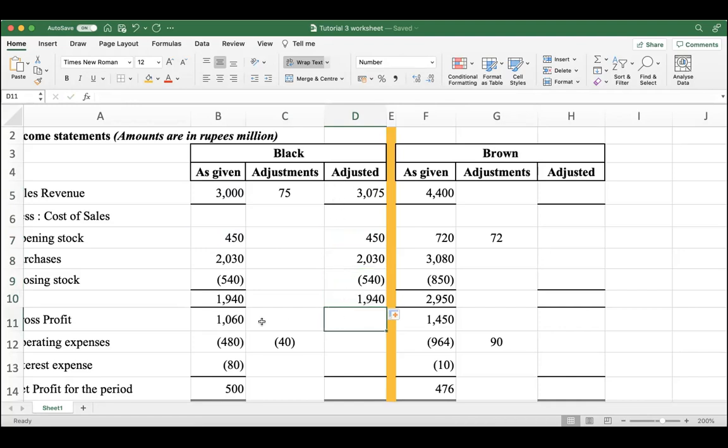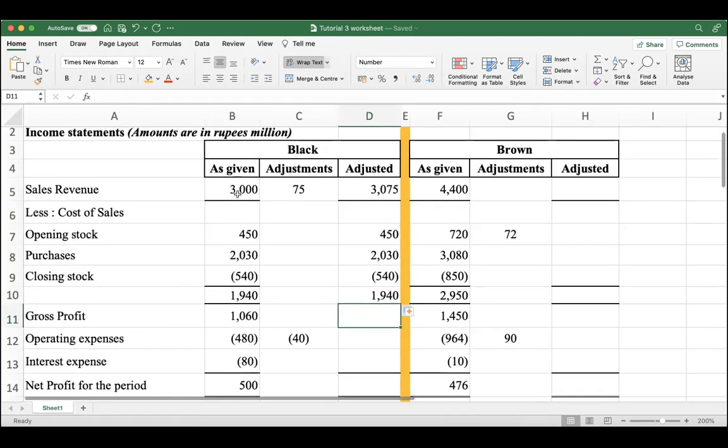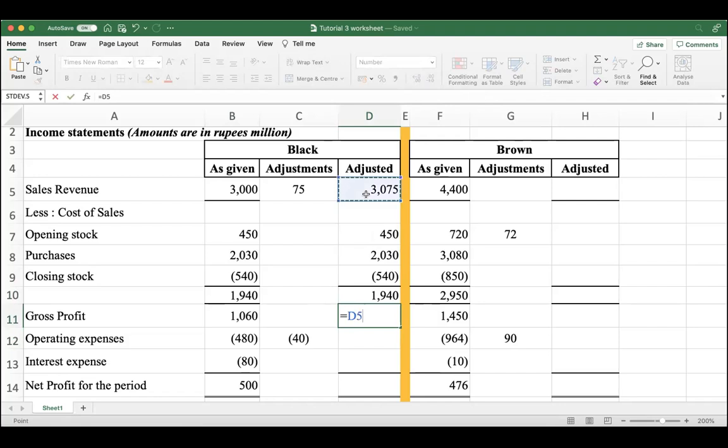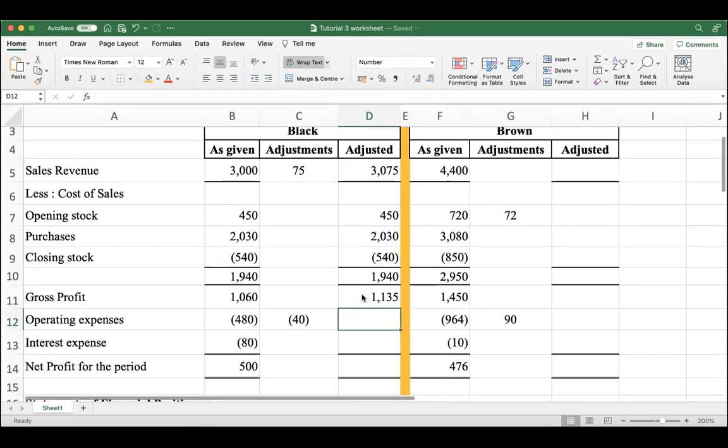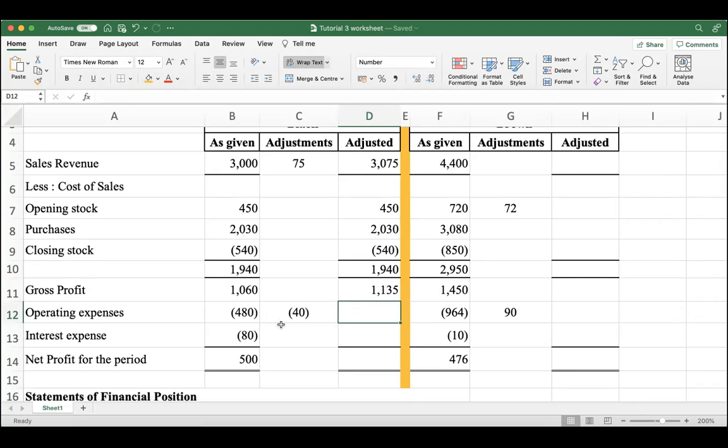Right. Now gross profit. So we'll see black company. Sales increases by 75. Cost of sales, there is no adjustment. Then gross profit, you can calculate sales minus cost of sales. Then operating expenses increases by 40. Then that comes to 520.